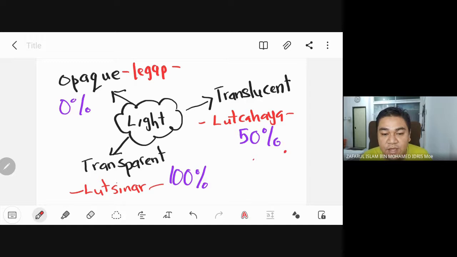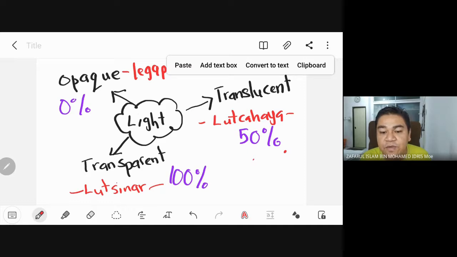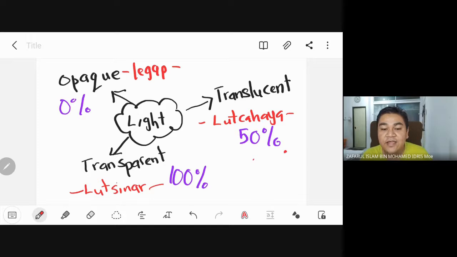Contoh. The example of translucent object is like the window. Awak pernah tengok window dekat kelas awak tu? Ingat tak? Ingat lagi tak kat kelas awak? Kan cermin tingkap dekat kelas awak tu. That is some example of translucent object.